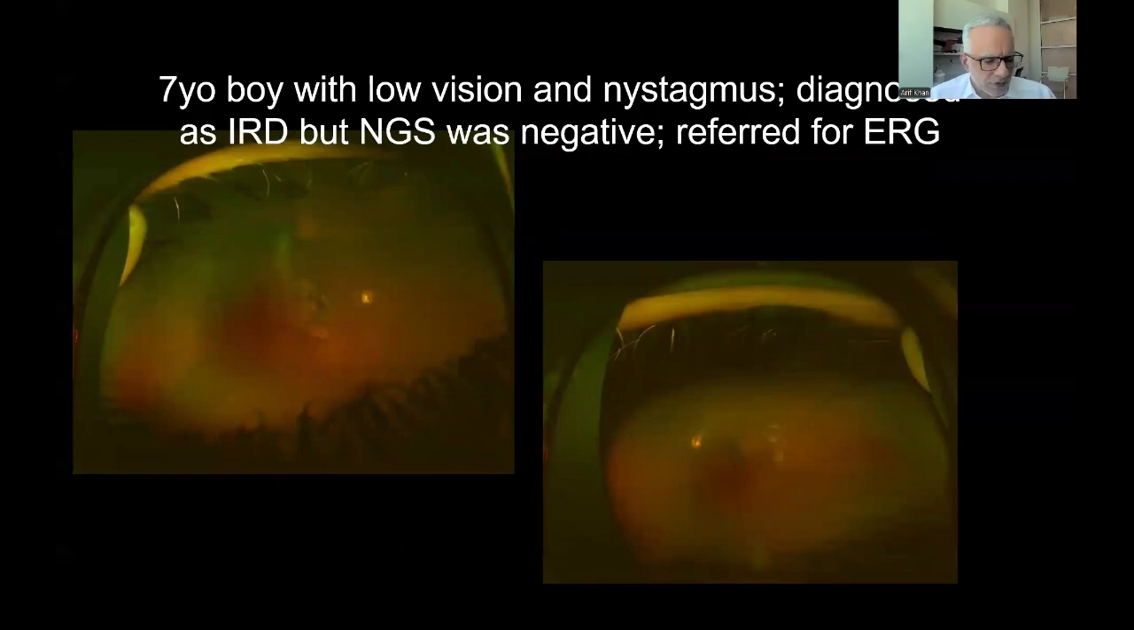Here's a 7-year-old boy with low vision and nystagmus. He was diagnosed as inherited retinal disease, but he had whole exome sequencing, which was negative, and was referred for ERG to better phenotype the patient. And okay, that's interesting. Sure, many patients with low vision and nystagmus who are otherwise healthy do have inherited retinal disease. But phenotype is very important. And when we look at this patient carefully, let's zoom in.